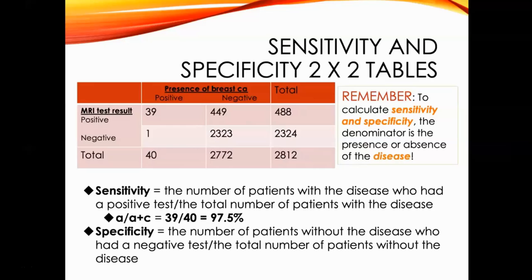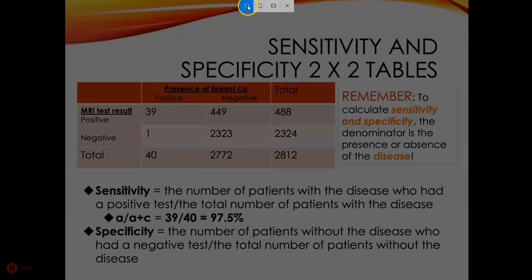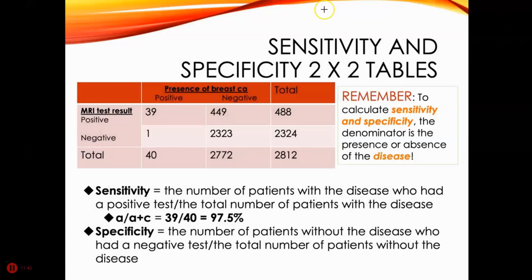Again, I'm going to give you a second to fill in the formula on your worksheet. And again, remember this is specificity. So we're looking at the absence of disease as the denominator. Go ahead and fill that in and then do the calculations for MRI. D over D plus B, and it comes out to 83.8%.